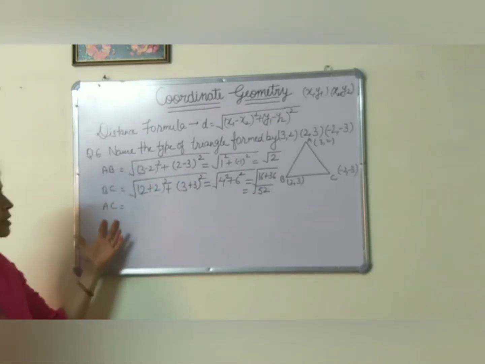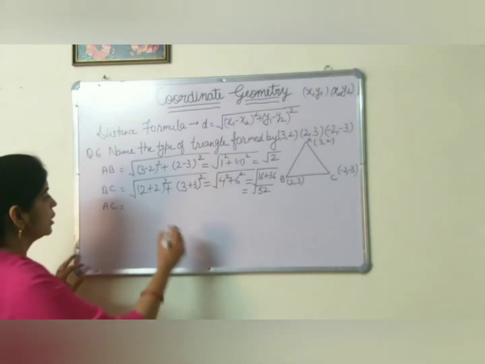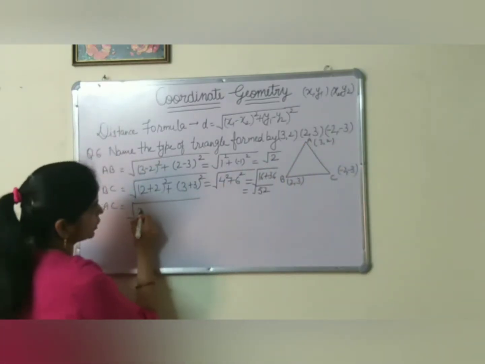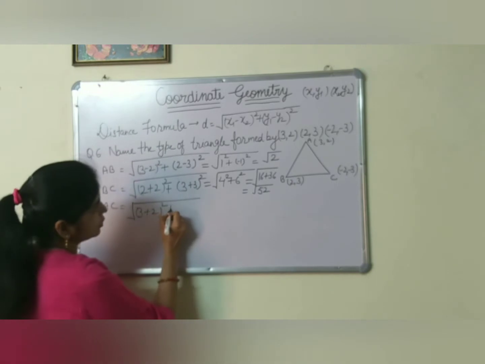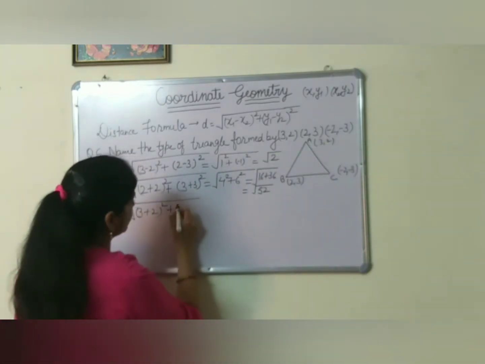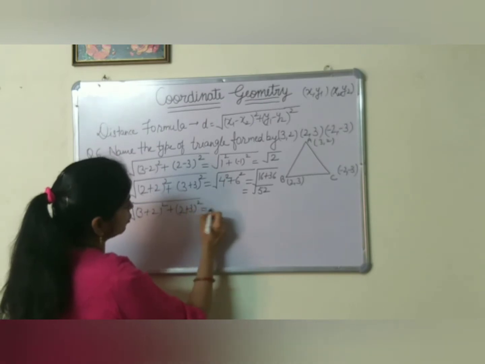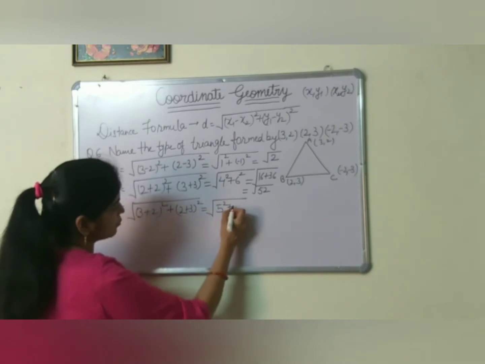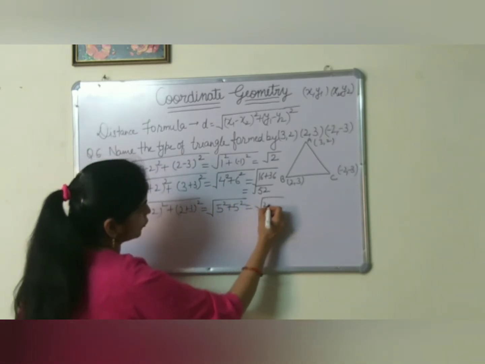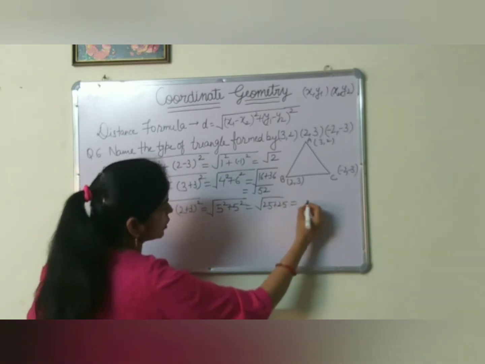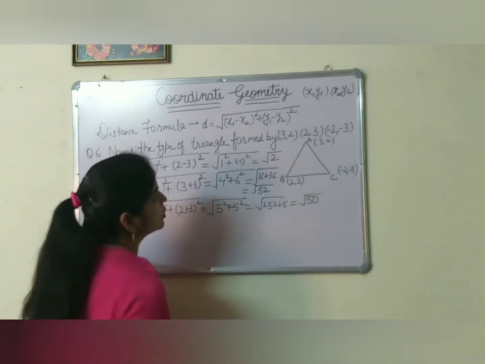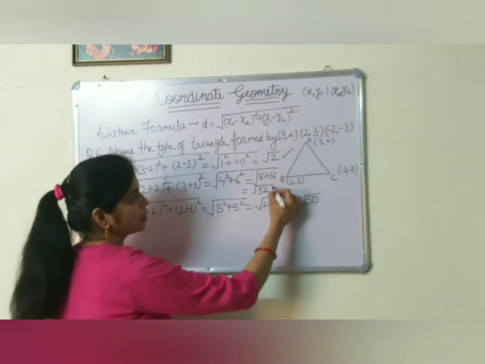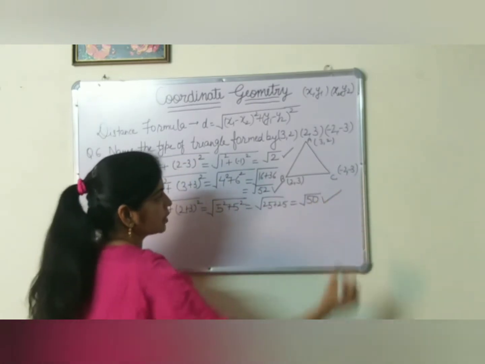And next is distance between A and C. AC is equal to under root of x1 minus x2 whole square, that is 3 plus 2 whole square plus y1 minus y2 whole square, 2 plus 3 whole square. It will be equal to 3 plus 2, 5 square plus 5 square and 25 plus 25 is equal to under root 50. Now all the 3 sides: first is under root 2, second is under root 52 and third is under root 50.